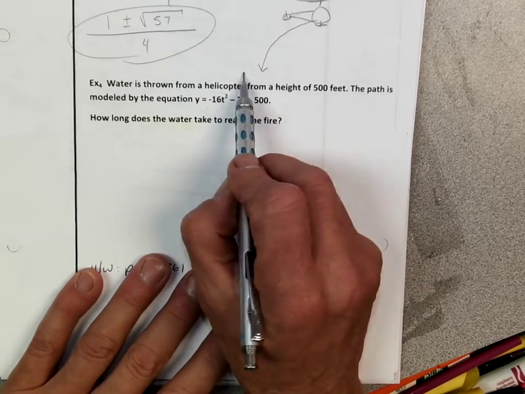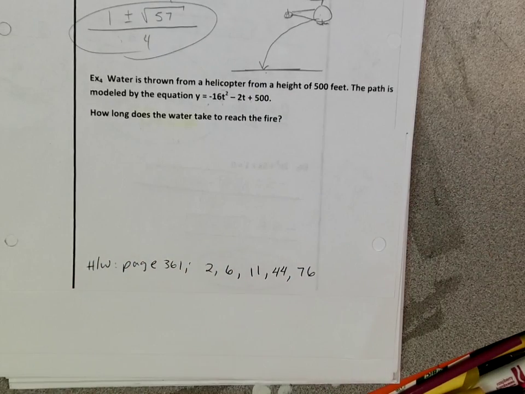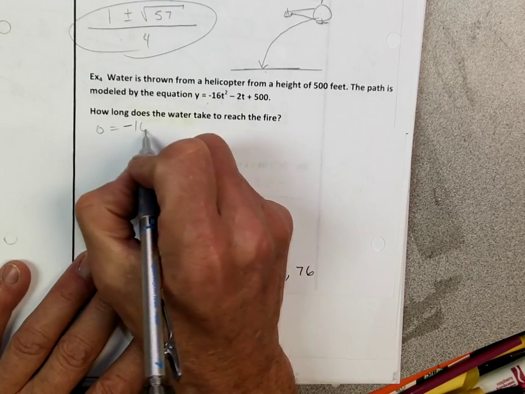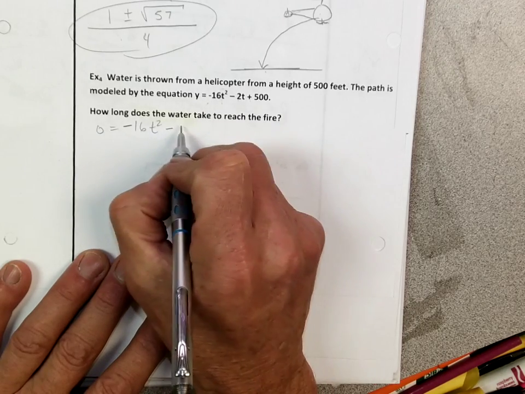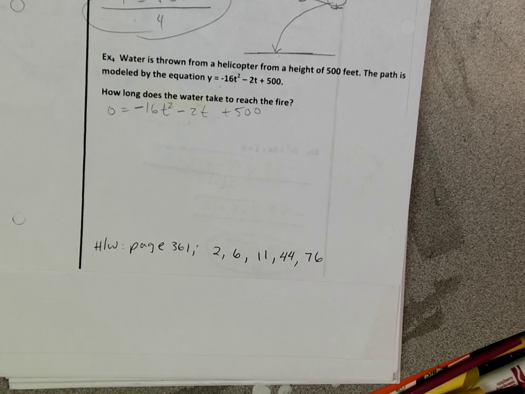So what we want to know is this. How long does it take to hit the ground? Easy question. When it hits the ground, what's the height? 0, right? So we set it equal to 0. So 0 equals -16t squared minus 2t plus 500. If it would factor, I would factor, and I'd have the answer. It doesn't factor. So let's use the quadratic formula.